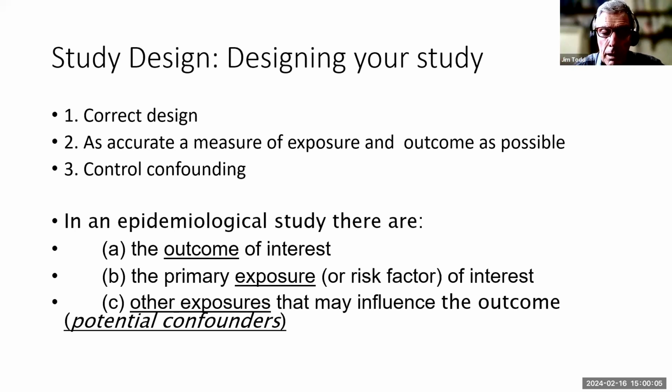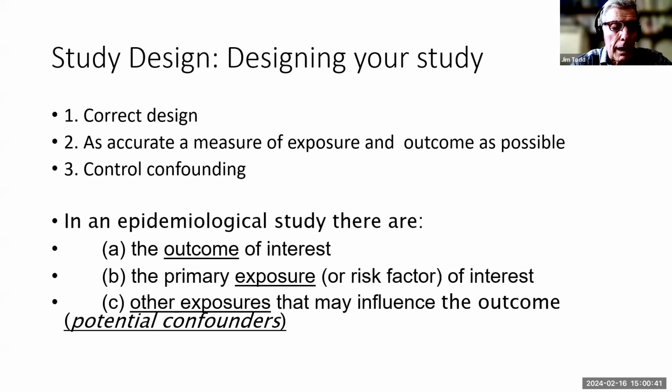I'm not going to go into confounders in detail. The importance of measuring other exposures that might influence that outcome is that those other exposures might be confounders, or they might be independent risk factors for our outcome. And both of those are going to be important if we are going to understand what influences the outcome that we're looking at.